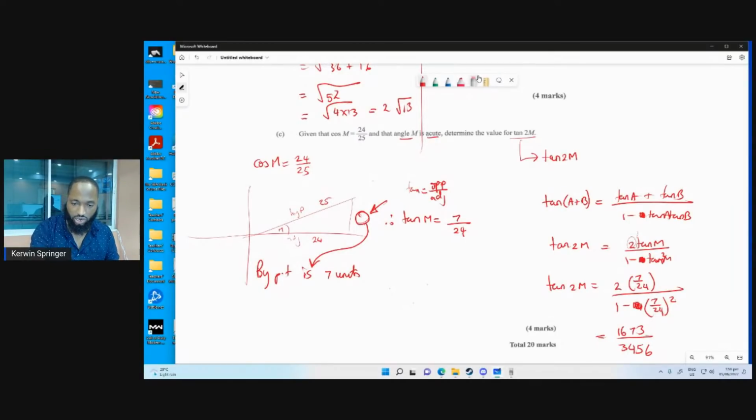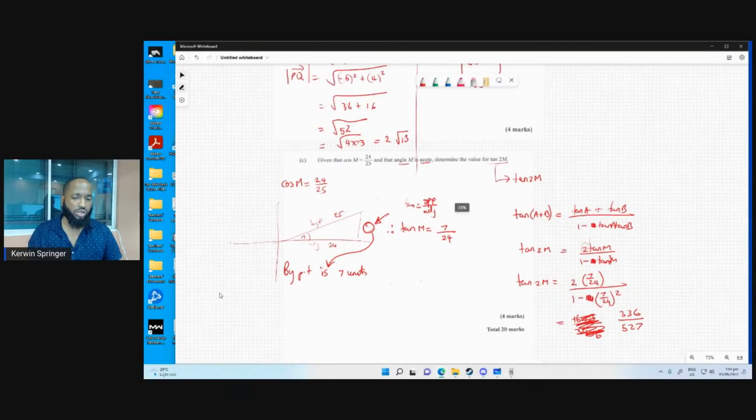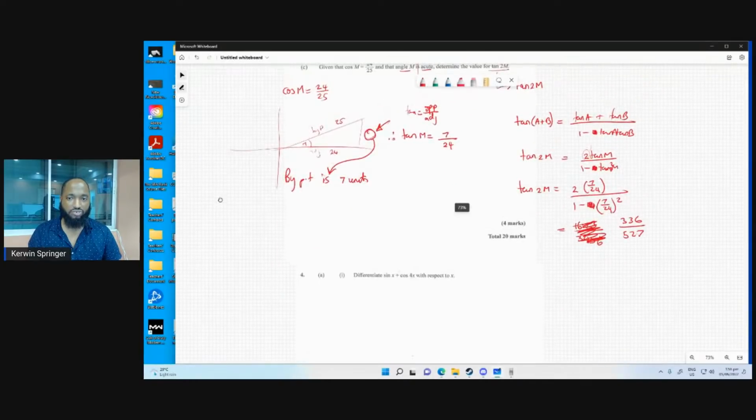Right, this is sounding like something I'm familiar with. So this is 336 over 527. That's what you'll get, I saw that in the chat. So I don't know why I put in a 2 there. Tan A plus tan B over 1 minus tan A tan B. Where is that 2 coming from? Yeah, that 2 messed me up. I apologize, so that's scrappy working there, people.